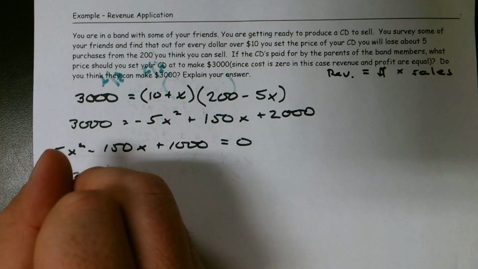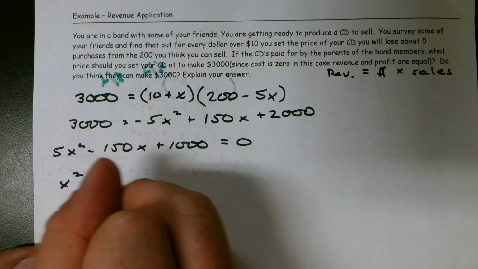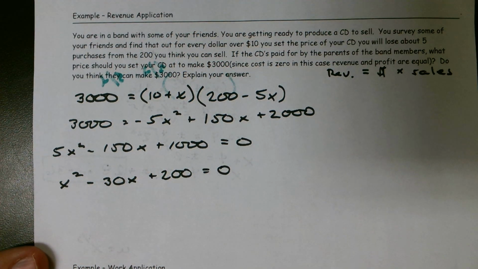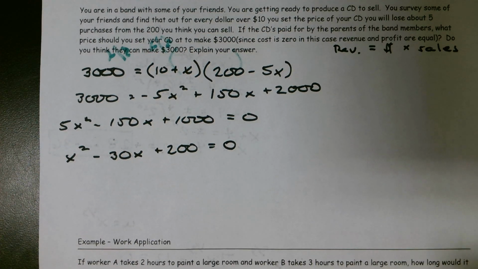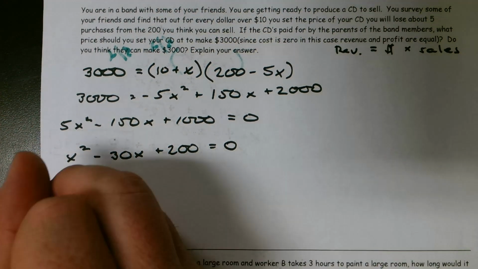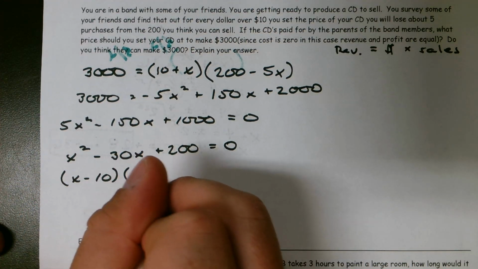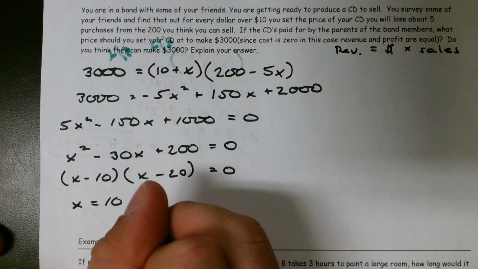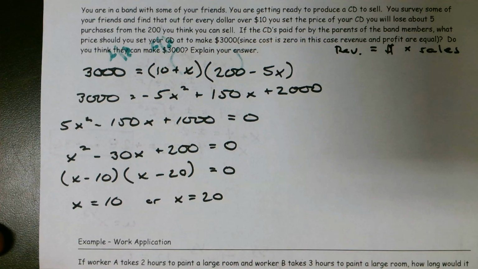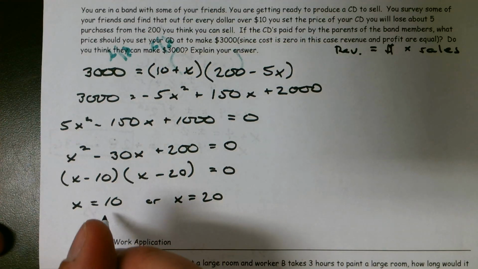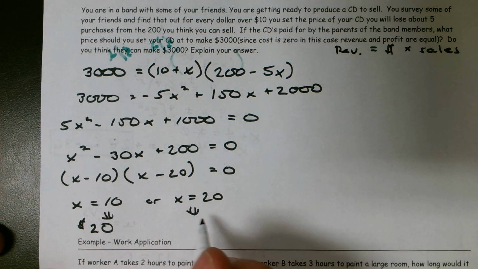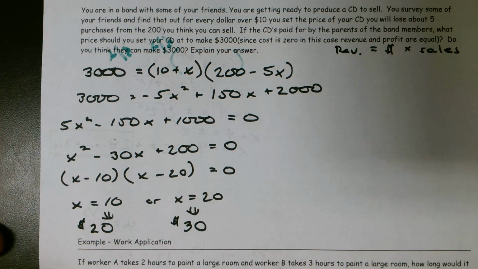So that's going to give me x squared minus 30x plus 200 is equal to 0. So a little bit easier to solve now, a little bit easier to factor. Factors of 200 that add up to negative 30, that's negative 10 and negative 20. And applying the zero product property, you get x equals 10 or x equals 20. So recall that x equals 10, x equals 20, that's how much you're going to raise the price over $10. So that means a $20 CD, and this one means that you're going to have a $30 CD.